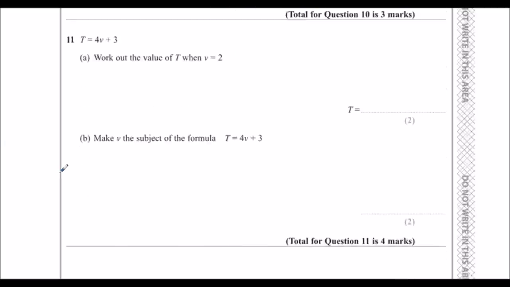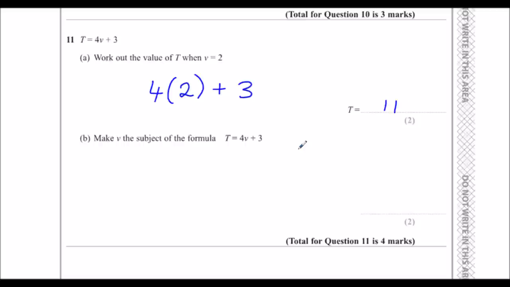Okay, question 11. T equals 4V plus 3. Work out the value of T when V equals 2. So we're just going to substitute in V equals 2. So that will give us 4 2s plus 3. You can type it into the calculator, and that should give us 11.